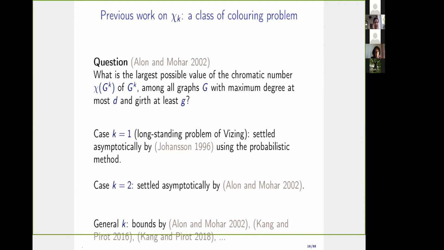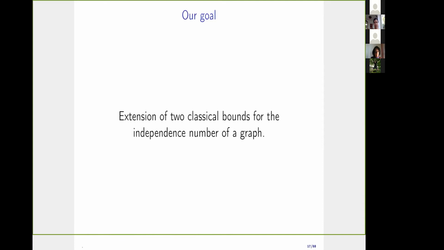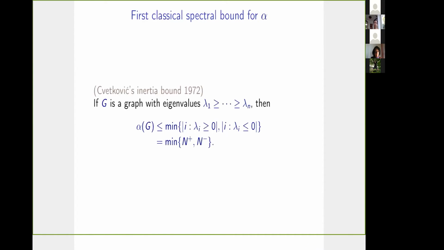Okay. So our goal is not only to provide a bound for the previous question by Alon and Mohar, but our general goal of this talk is to extend two classical spectral bounds for the independence number of a graph. The first bound we are aiming to extend is the inertia bound by Cvetković, 72, which is a very simple, cute bound that tells you that the independence number of a graph is upper bounded by the minimum between the number of positive eigenvalues and the number of negative eigenvalues.